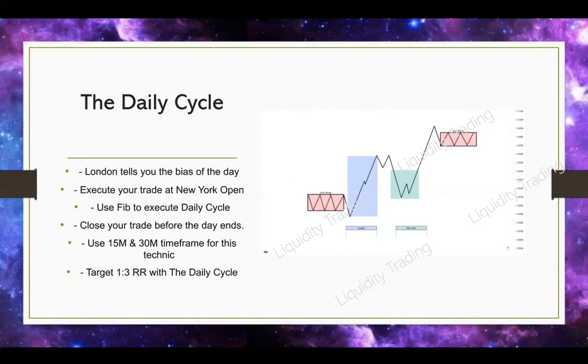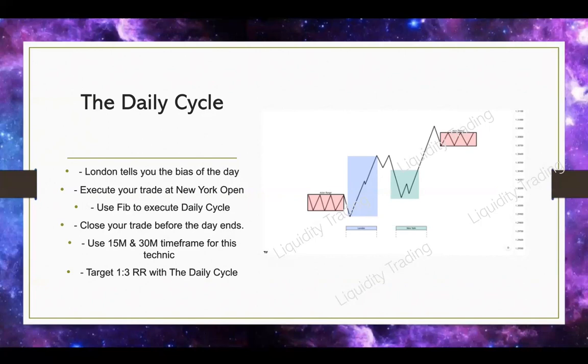Now, on the other side of the market, you would be expecting London Open to create a high of the day, drop down, and create the low of the day. In New York Open, you would be expecting around 7 a.m. to 11 a.m. New York local time, the retracement in the market and your trade execution.